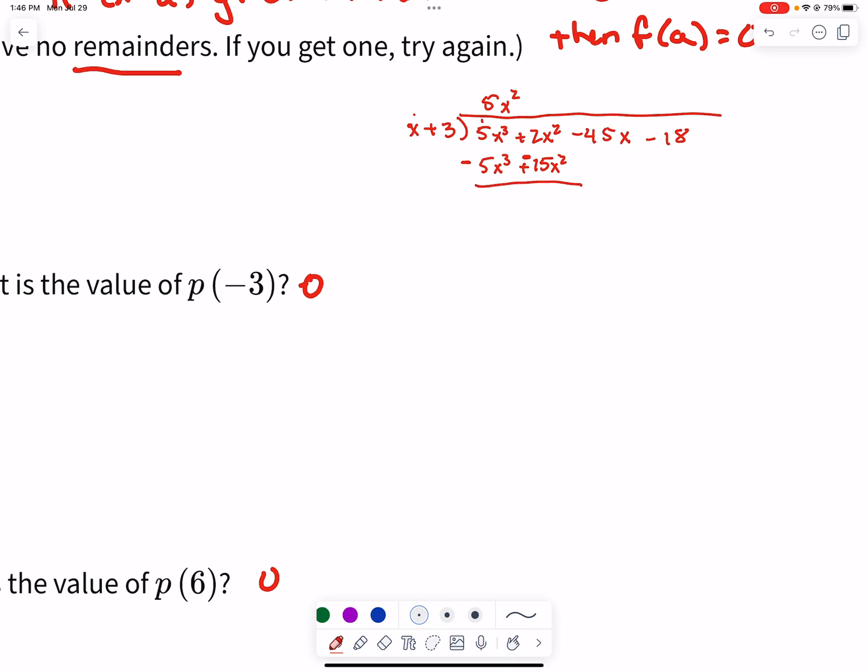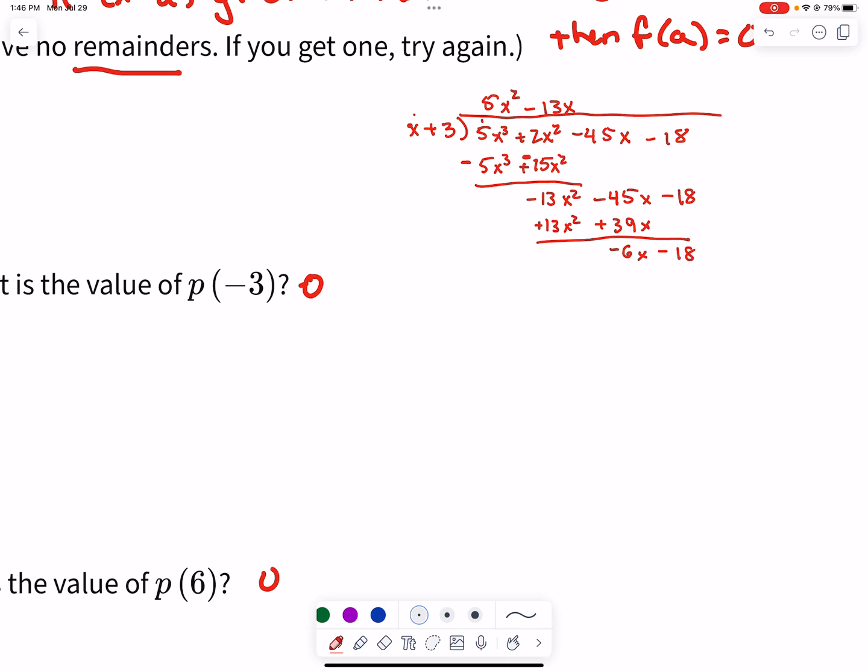2 minus 15 is negative 13. Bring down the rest of the junk. I mean the wonderful stuff. Okay, x times what to give you negative 13x squared? That'd be negative 13x. And then 3 times negative 13 is negative 39. Distribute the negative sign by switching, and negative 45 plus 39 is negative 6 x's.